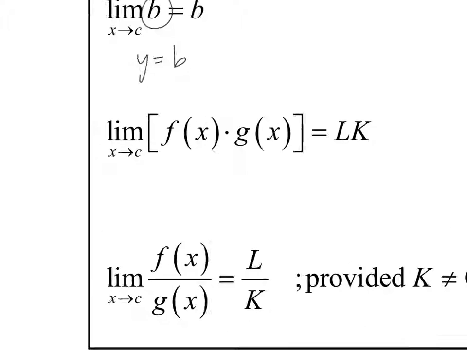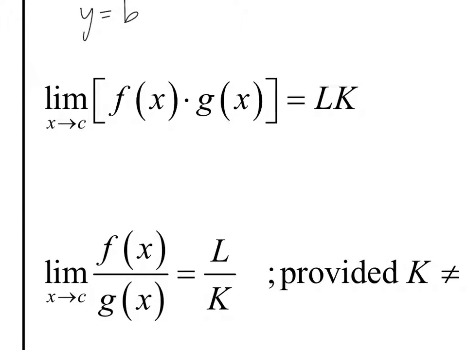The limit as x goes to c of f of x times g of x is equal to L times k. What did we say above that the limit as x approaches c of f was? At the top of the box, the limit as x goes to c of f of x was equal to L, and the limit as x approaches c of g of x is equal to k. So if you multiply two functions, you multiply their limits. If you divide two functions, you divide their limits, what they're equal to. Make sense?